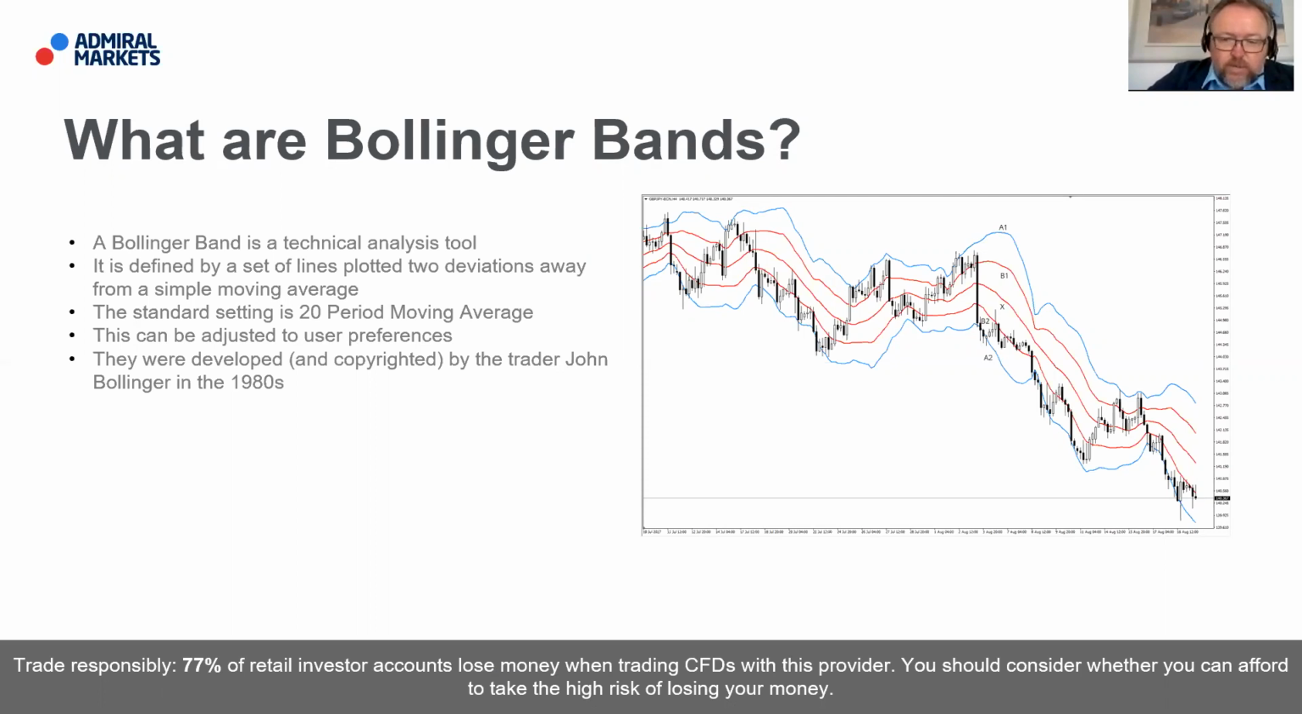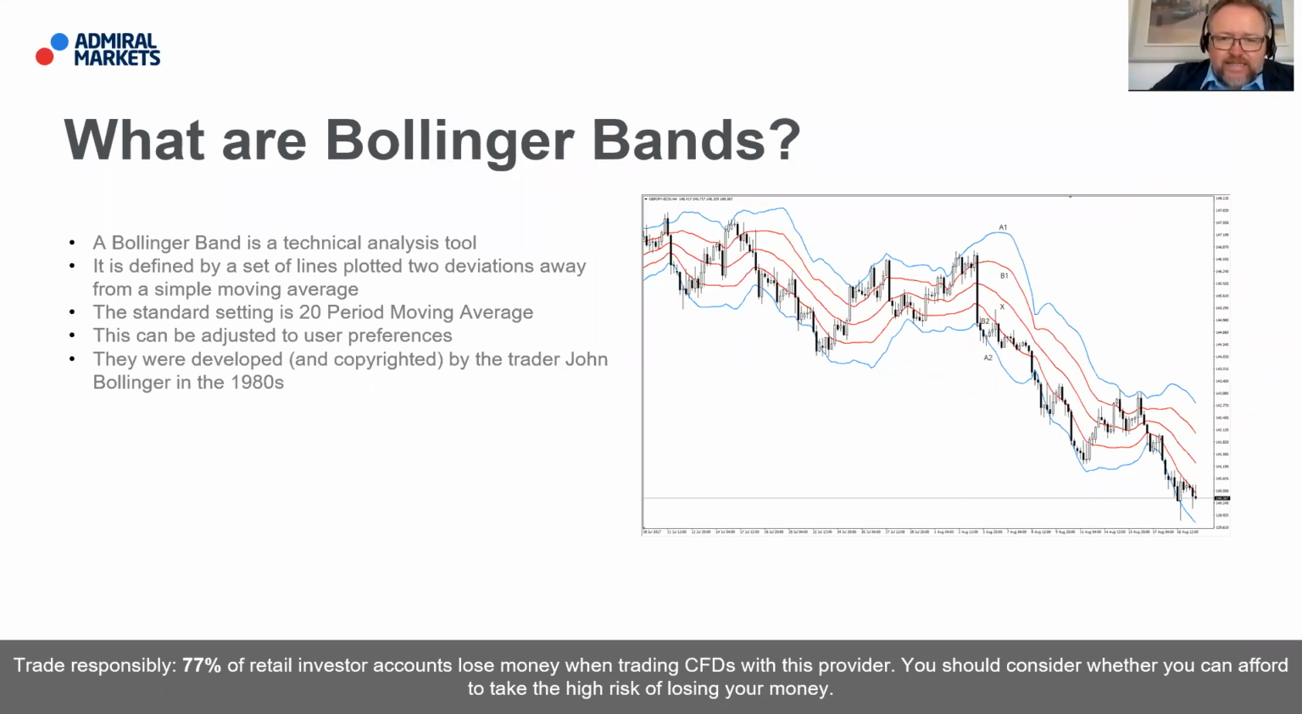But primarily for Bollinger Bands, well, it's a pretty simple technical analysis tool, and it's effectively defined by setting two lines that are plotted 2 deviations away from a simple moving average.